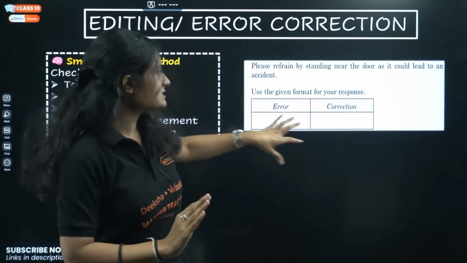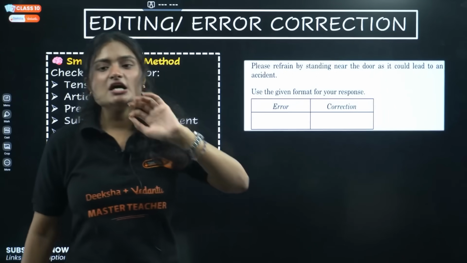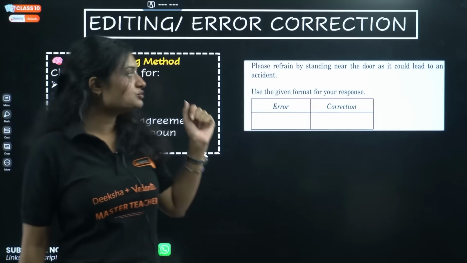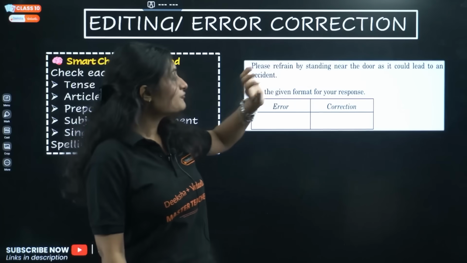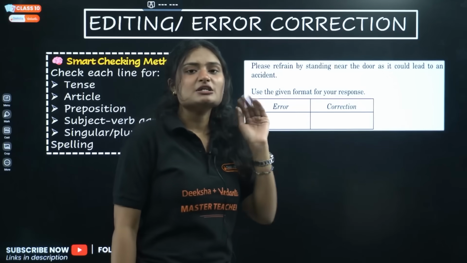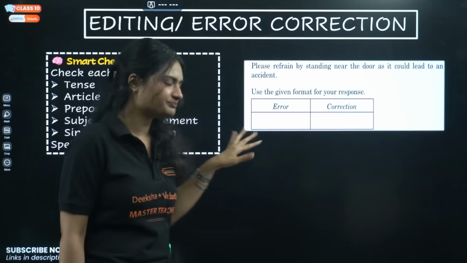For example, in this question: please refrain by standing near the doors as it could lead to an accident. So what you see here, the preposition used is wrong. With refrain, you use the preposition from: please refrain from standing. The preposition that is used is by, which is not correct. So the error is by and the correction is from, okay?